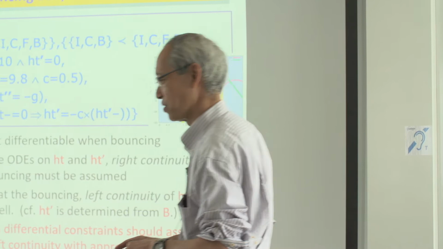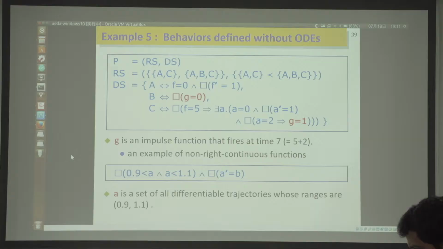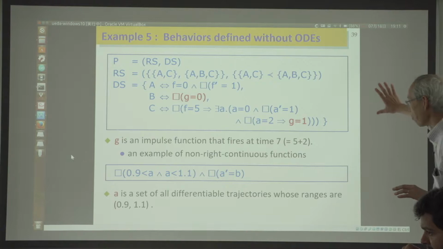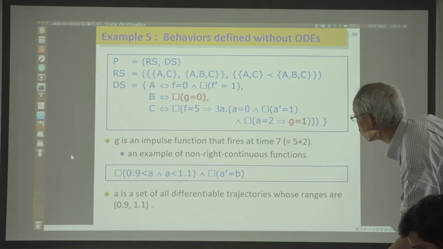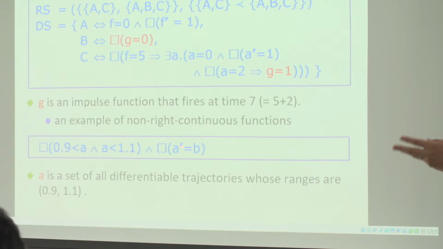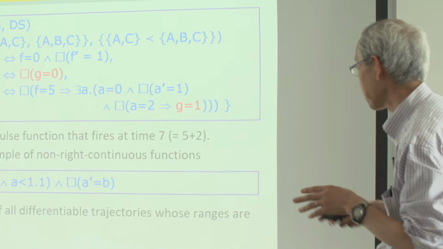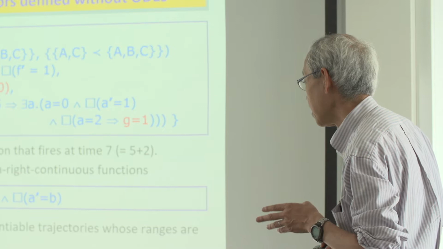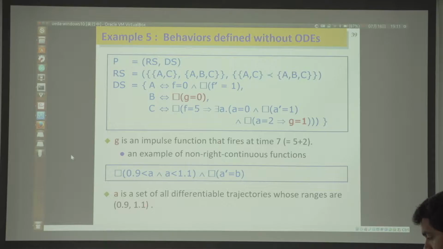Okay, and the final point is that maybe let me skip the first example, but let me mention the second example. So Hedera allows you to specify something like this. The value of A is not known. It is somewhere between 0.9 and 1.1. But this constraint says that we don't know the value of B, but we know that A has some derivative. Then this and this says that A is a set of all differentiable trajectories whose ranges are between 0.9 and 1.1. Okay.